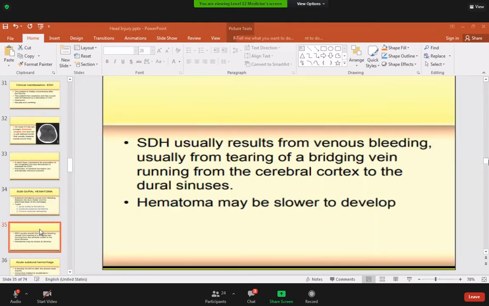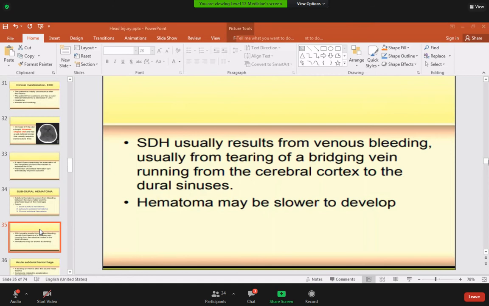It usually presents with venous bleeding as compared to the epidural hematoma. Usually there is a tearing of the bridging veins. We have discussed before that the arachnoid plexus is full of blood vessels, full of veins. And usually there are bridging veins that bridge the cranium and the brain, these meninges, or the covering of the brain. And tearing of these bridging veins can result in subdural hemorrhage.